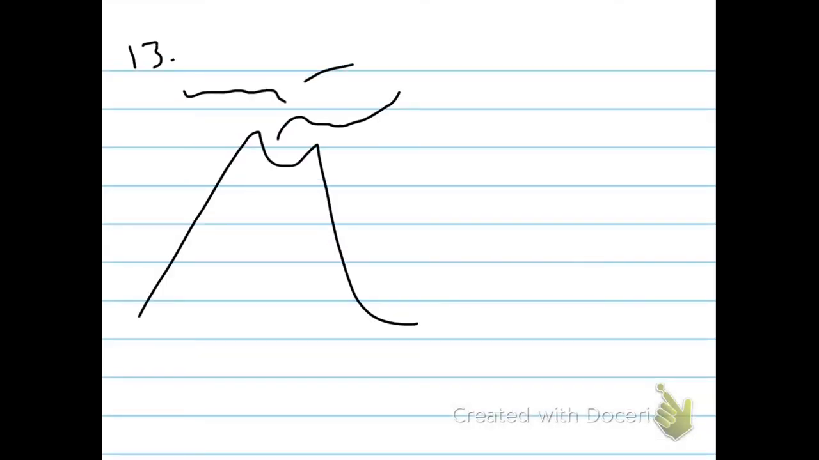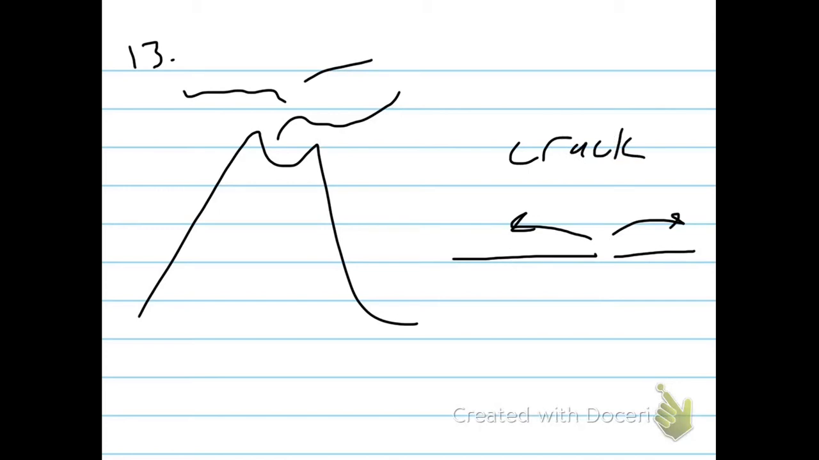Okay, question number 13. Here we have a nice volcano that is erupting from a cone, but sometimes we get lava that's erupting out of a crack in the ground. Do you remember what that's called? It's a 2-word answer. That is a fissure eruption.